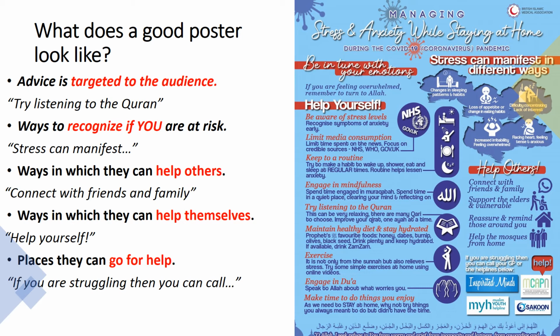That's the top right hand corner: stress can manifest in different ways. And they've also got ways in which they can help other people. You can see that just below it. Again, ways in which you can help yourself. Most of this poster is almost like an instruction book of how you can help yourself, things you can do to feel better. Another thing that's really useful on here, again, is places they can go to help. These posters aren't just about scaring somebody and saying you're going to have a bad thing happen to you and there's nothing you can do about it. Well, what's the point of that? A poster which tells them how to get help and how to look after themselves is a really useful thing.